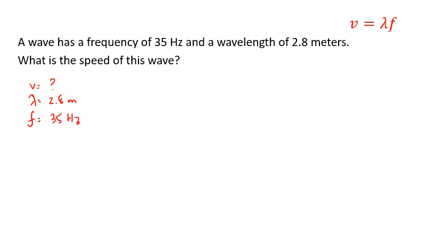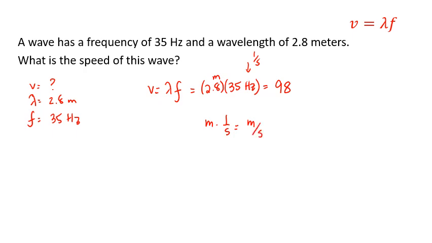All of our units are correct here, so we just need to multiply these two numbers together. So 2.8 meters times 35 hertz. This gives us a value of 98, and again with our units, a hertz, remember that's 1/second, so this is meters times 1/seconds, which gives you meters per second. That's also the correct unit for velocity.